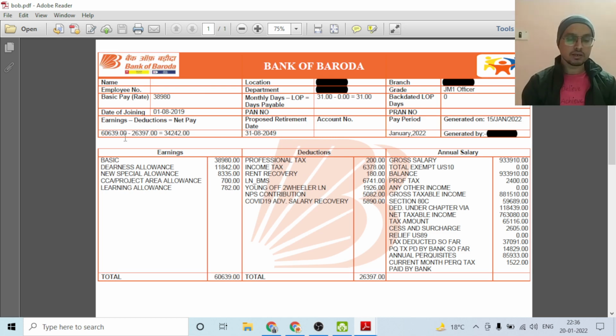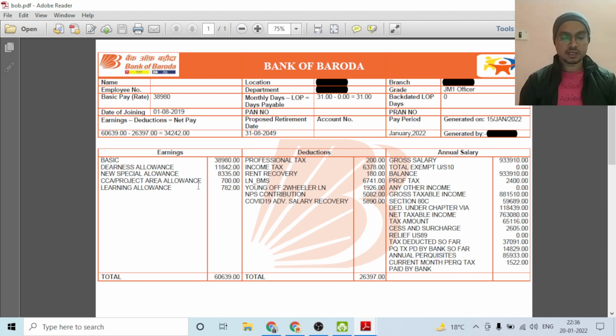You can see the date of joining is 1st August 2019, so obviously he has completed 2 years, and his basic has increased from 36,000 to 38,980 rupees. The DA is 11,000, and the new special allowance is 8,335.